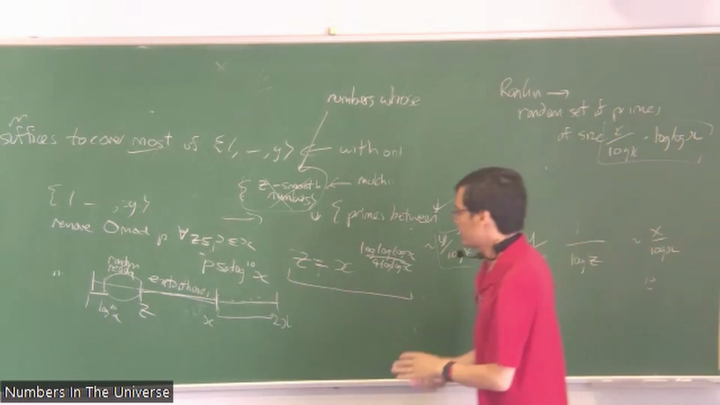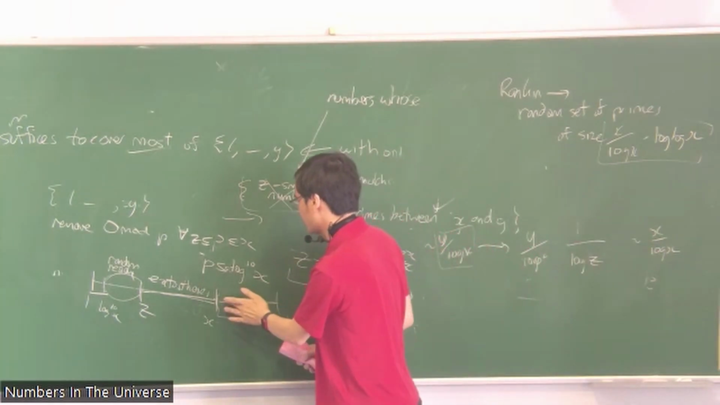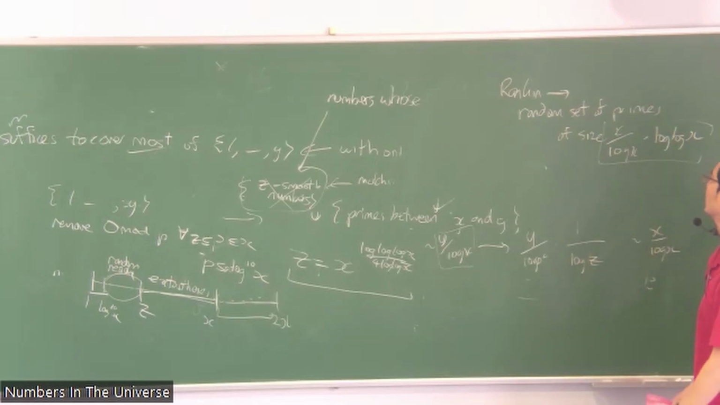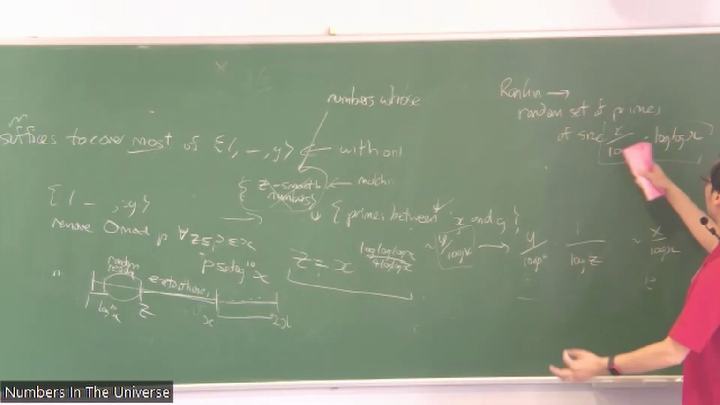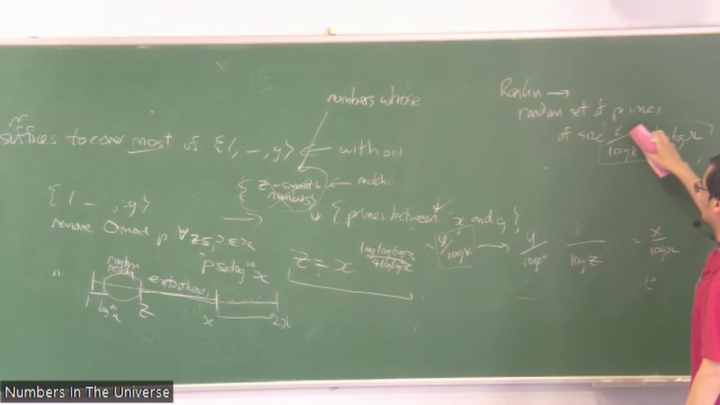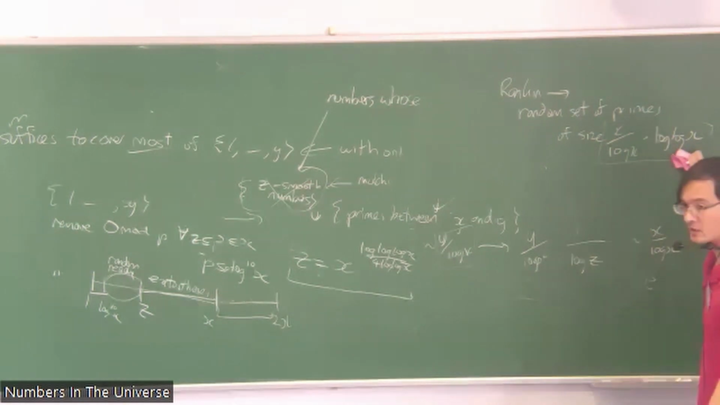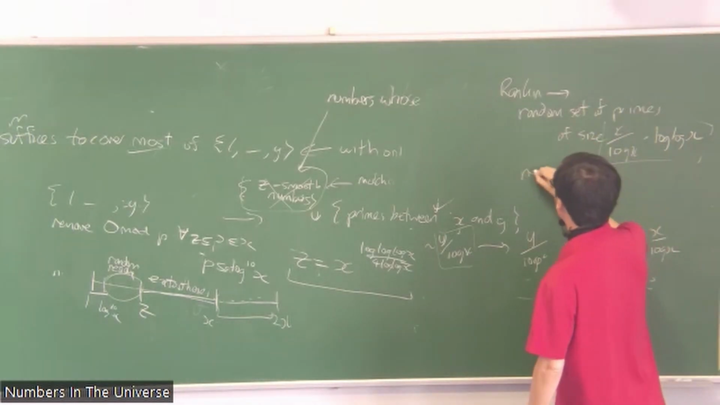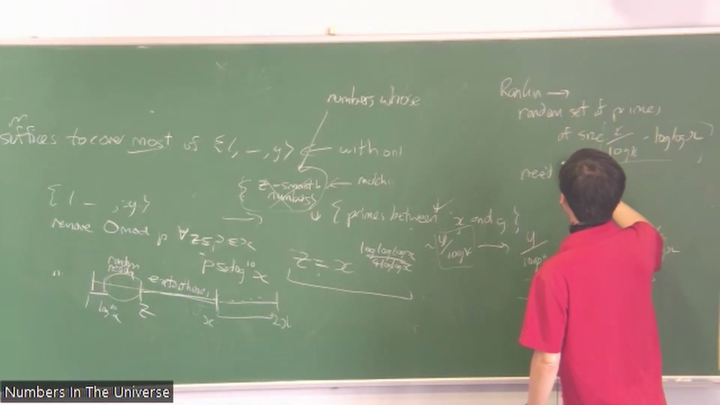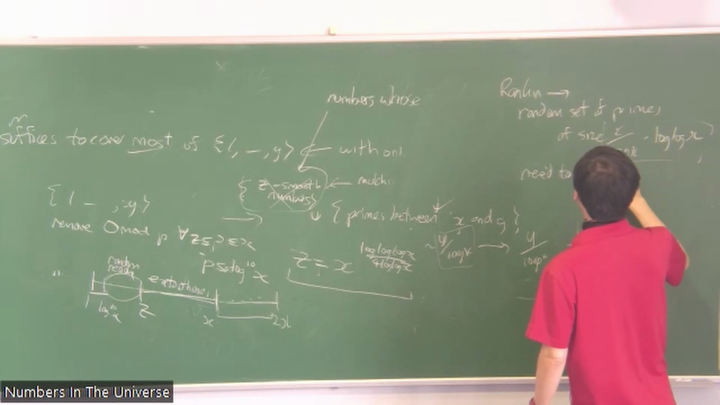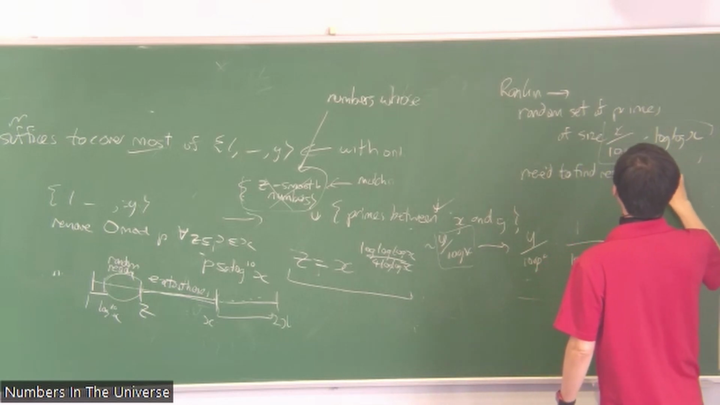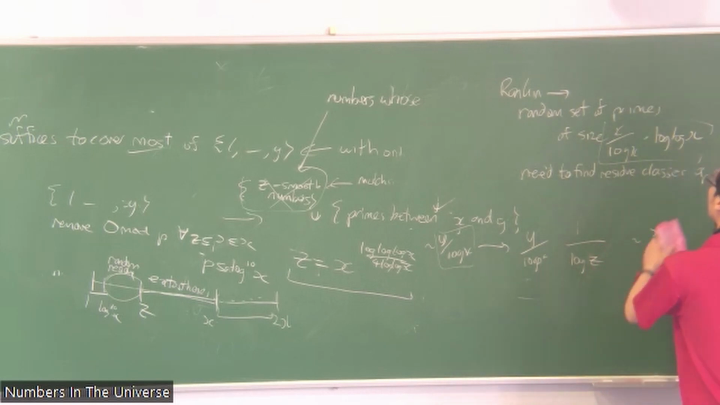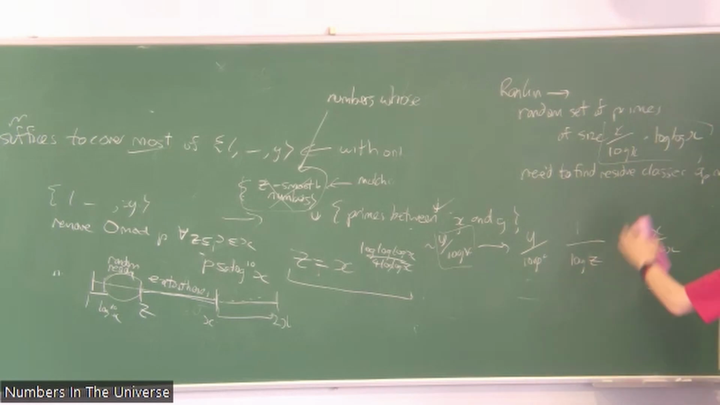Now, previously, every prime here could be used to knock out one prime in one of these survivors. But that would only work if you had about x over log x survivors. Here we have a bit more than x over log x survivors. So what we need, in order for this to work, is to find residue classes a_p mod p that hit not just one prime here, but hit many primes.